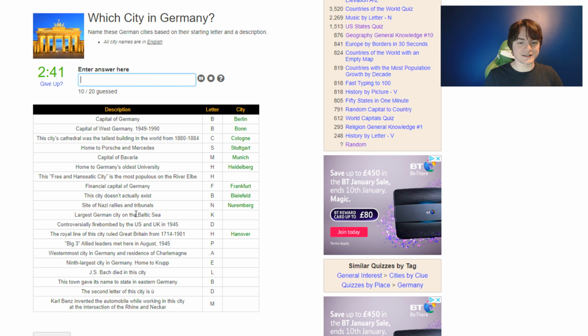Largest city on the Baltic Sea. There's some fun to be had here and be like, you know, this is Danzig, am I right? Yeah, I don't know why they're starting it with a K. Kiel, I guess it would be. Yep, with the ferry, with the train on it. Featured in a recent video. Controversially firebombed by the UK in 1945.